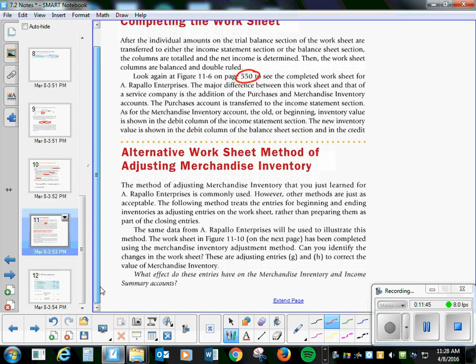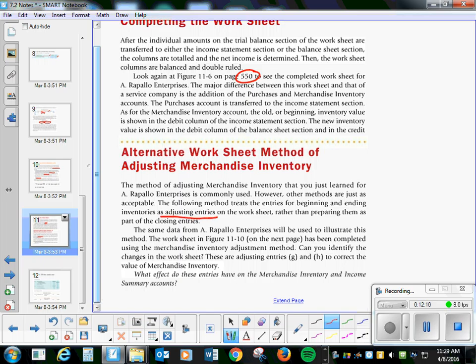Now there's another way of adjusting merchandising inventory that I'll just take a minute to go through. The method of adjusting merchandise inventory that you just learned for A. Rapallo Enterprises is commonly used. However, other methods are just as acceptable. The following method treats the entries for beginning and ending inventories as adjusting entries on the worksheet rather than preparing them as closing entries. So that's kind of the main thing there.